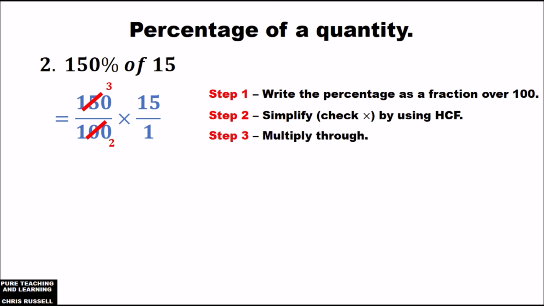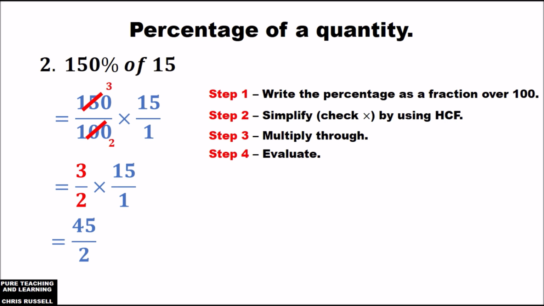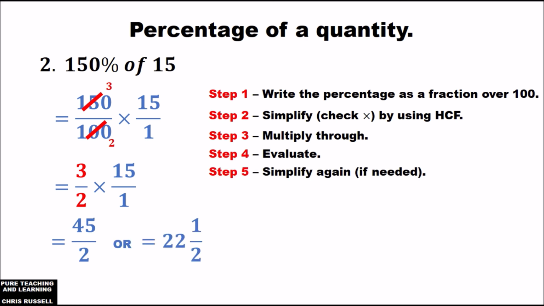Step 3, multiply through. So we have 3 over 2 multiplied by 15 over 1. And we evaluate. So now we have 45 over 2. And simplify again if needed. Or how many 2's go into 45? Well, we have 22 with 1 remainder. So therefore we have 22 and a half.